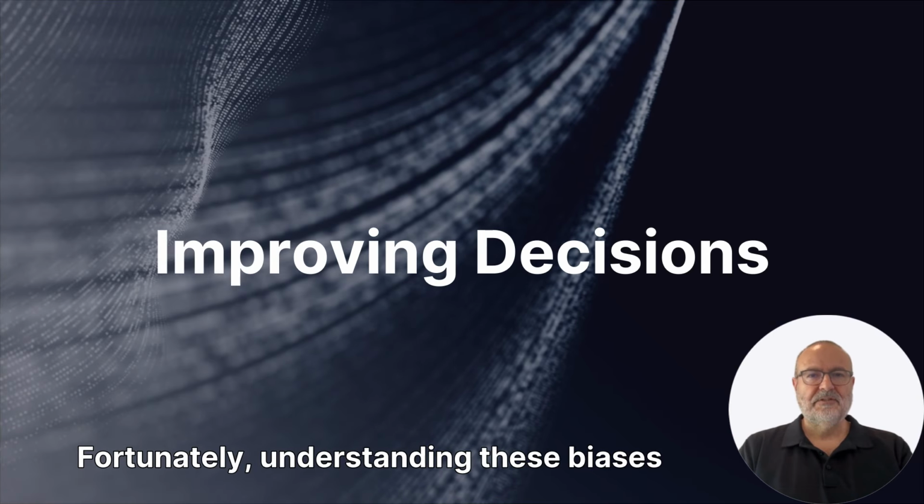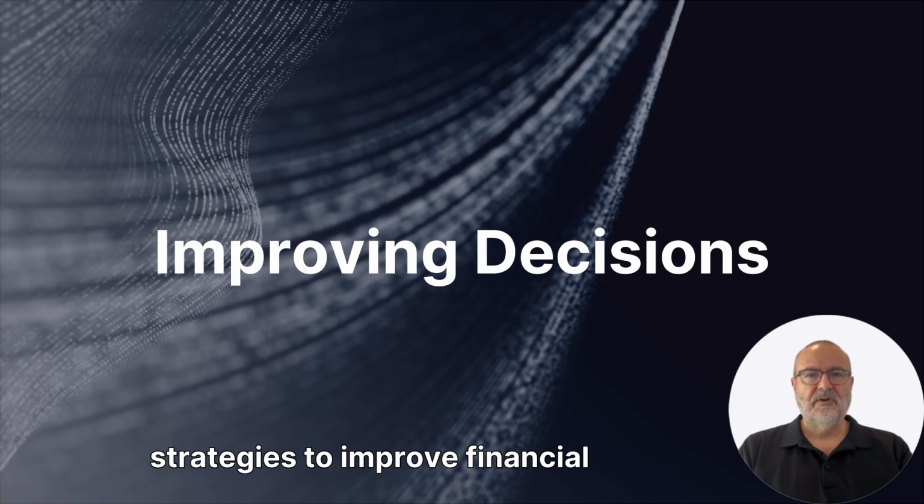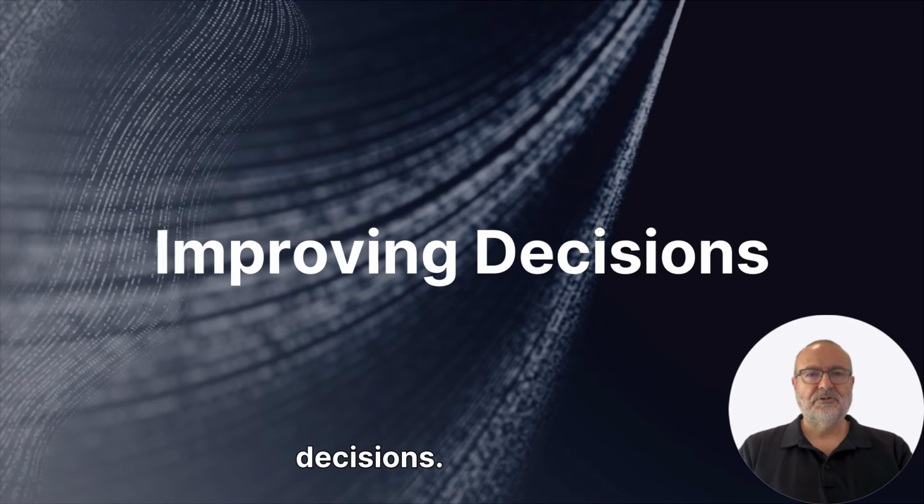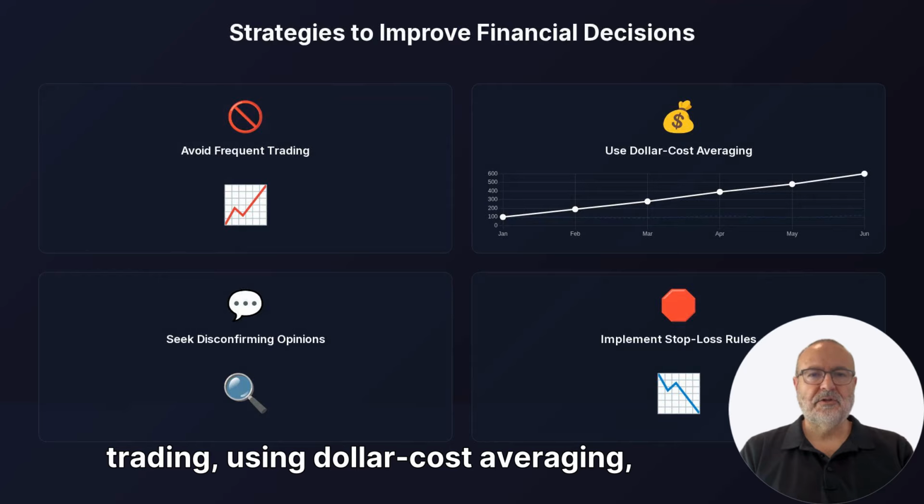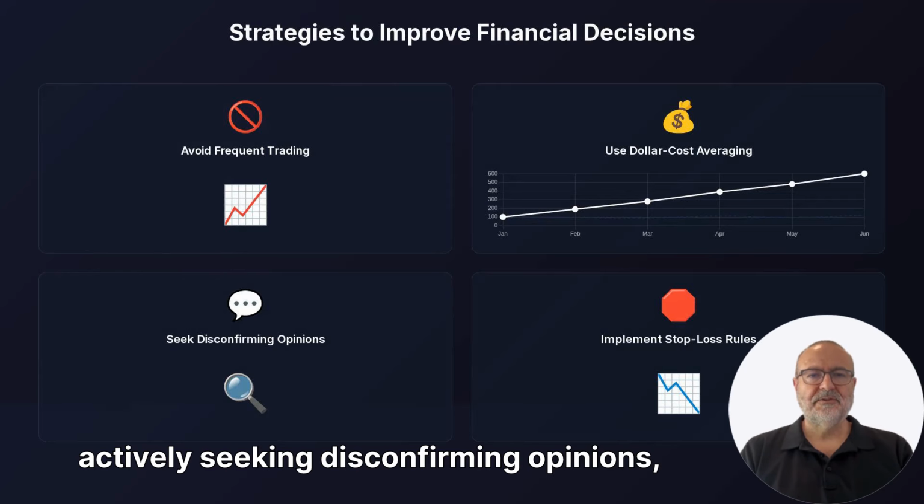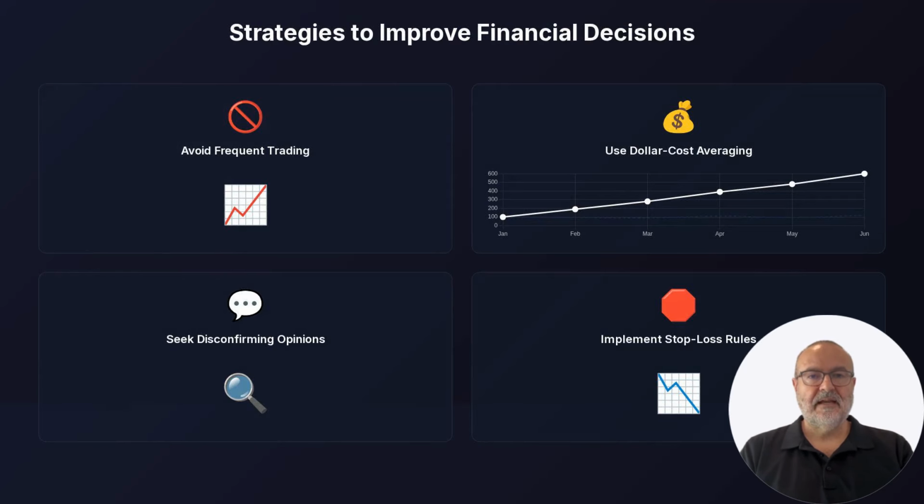Fortunately, understanding these biases allows us to implement strategies to improve financial decisions. These include avoiding frequent trading, using dollar-cost averaging, actively seeking disconfirming opinions, and implementing stop-loss rules.